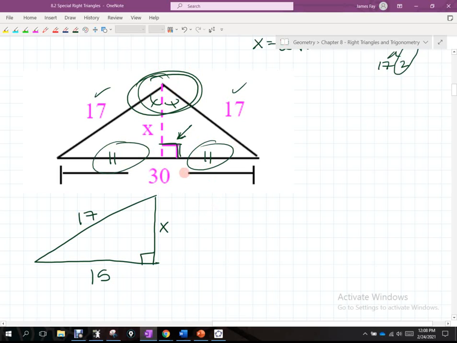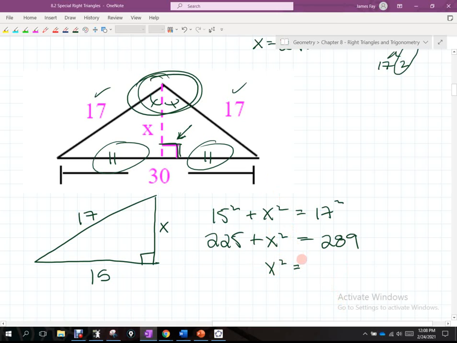So now with this triangle, can I say 15 squared plus x squared equals 17 squared? 15 squared, 225. 17 squared, 289. X squared then is, subtract those, what do I get?